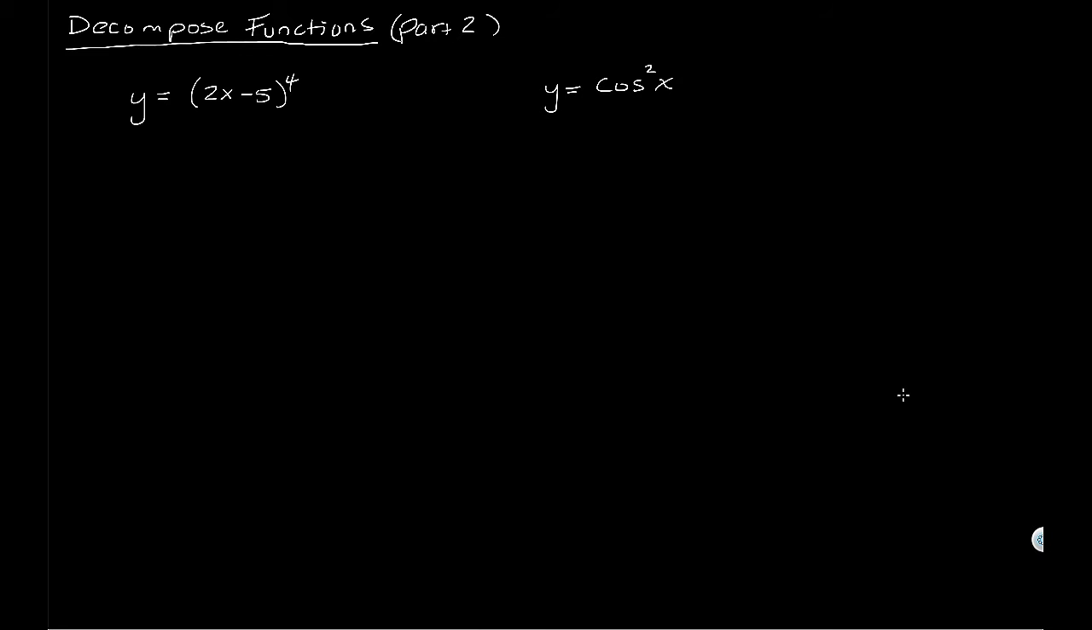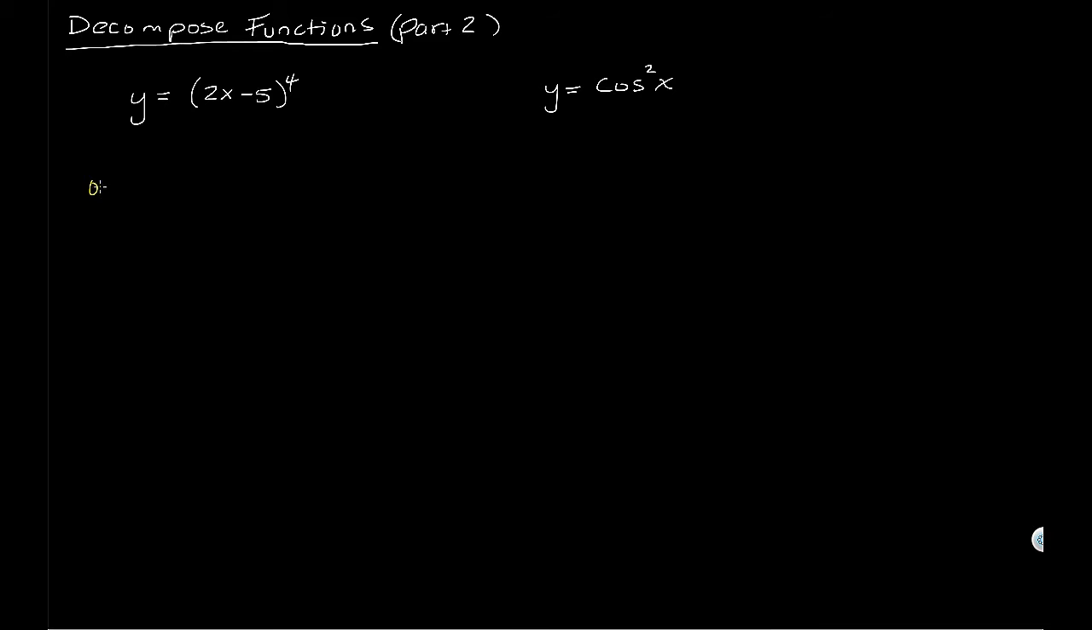Welcome back, and here is part 2 of decomposing functions. Let's look at the first one. We have y equals the quantity of 2x minus 5 to the power of 4. So we want to think about how this can be rewritten as parts of functions where they were composed. In other words, one function was evaluated inside of another.